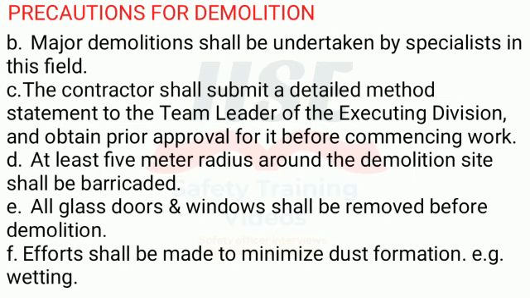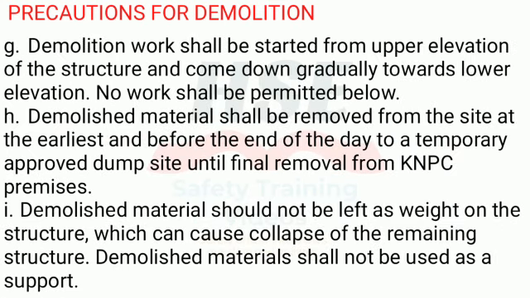D. At least a 5-meter radius around the demolition site shall be barricaded. E. All glass doors and windows shall be removed before demolition. F. Efforts shall be made to minimize dust formation, for example, wetting. G. Demolition work shall be started from the upper elevation of the structure and come down gradually towards the lower elevation. No work shall be permitted below.